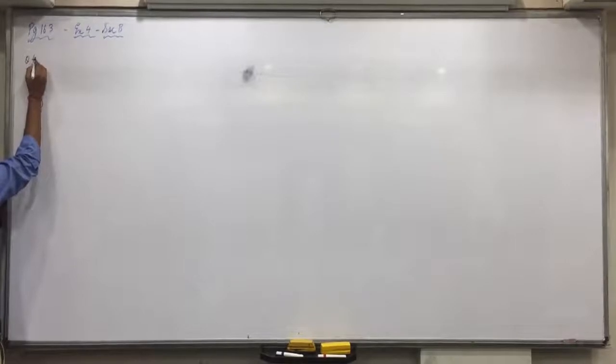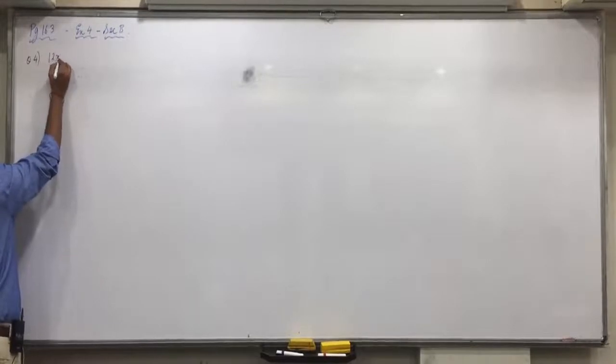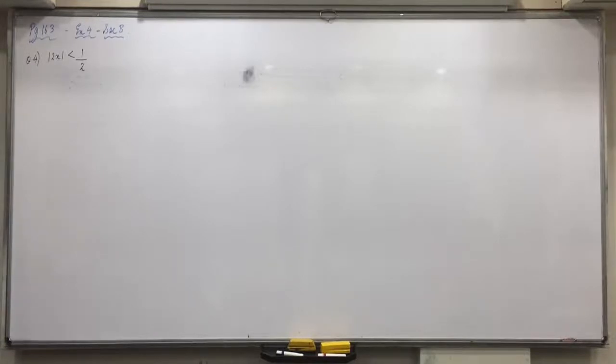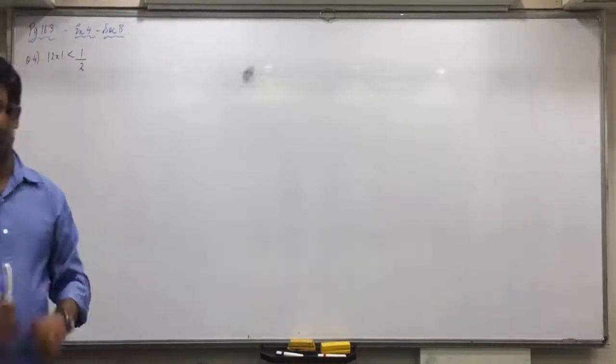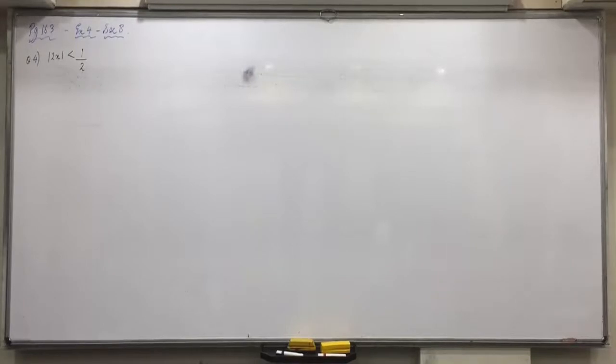Look at question 4. Express modulus 2x less than half in interval form. It's a tricky question. Be ready. Which form is given? Modulus. Raise your hand. What is the value of A and delta? It's a very good question. You can mark it as good, meaning an important or tricky question. Now this is a proper test of mathematics.